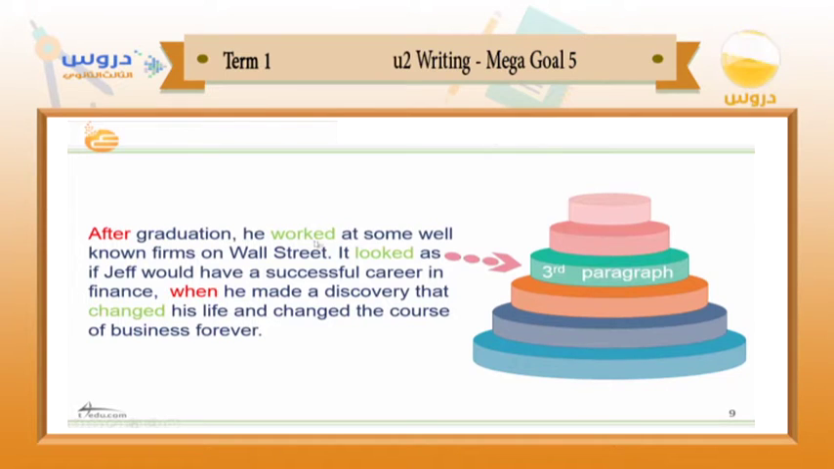Let's move to the third paragraph. After graduation, from the university of course, he worked at some well-known firms on Wall Street. It looks as if Jeff would have a successful career in finance when he made a discovery that changed his life and changed the course of business forever. So this is the third stage of his life, his working and his career. While he was working, he discovered something that changed his life.